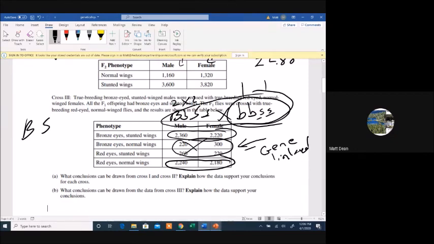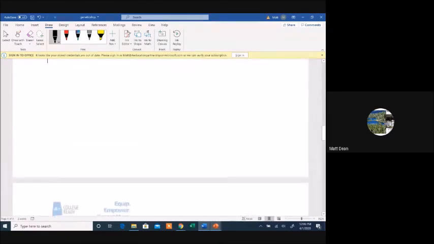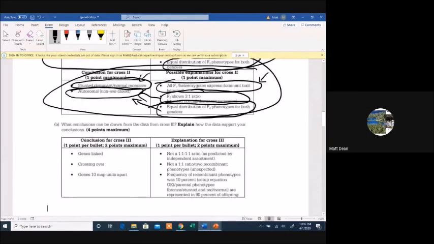So let's look at the scoring guidelines for cross 3. See what they were looking for. Again, we were trying to answer what conclusions can be drawn from the data from cross 3 and then how the data support that. Number 1, we're going to say the genes are linked. And we're going to say that because the actual cross, our results didn't match our Punnett square. We didn't get a 1-to-1-to-1-to-1 phenotypic ratio.